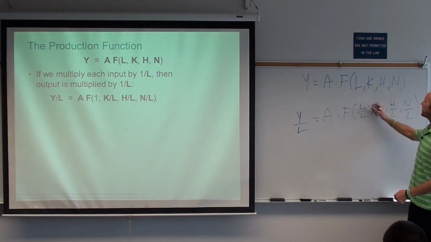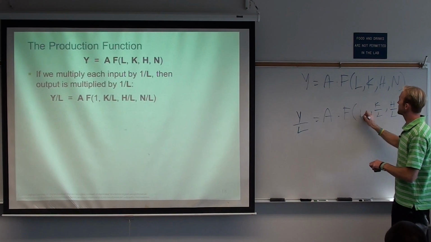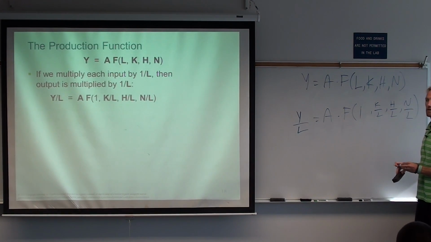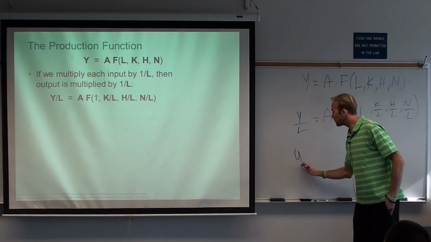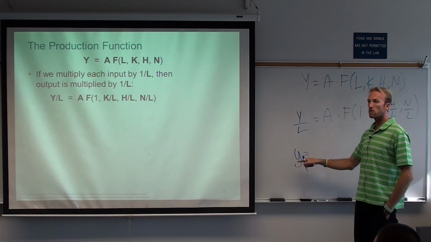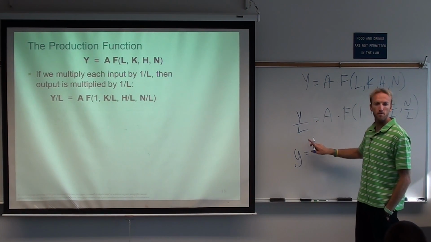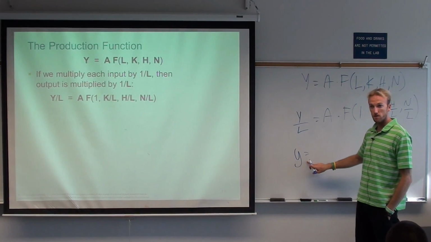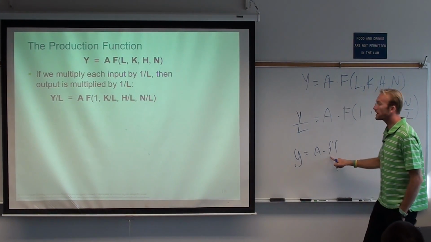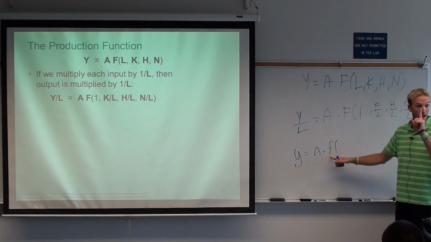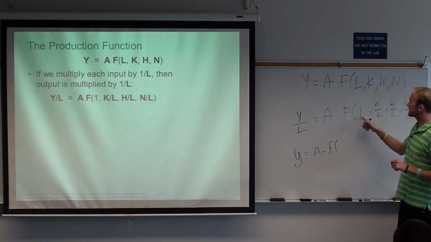I want to point out that L over L becomes what? 1. So I go ahead and replace that with a 1. Sometimes this is written as little y. I've got the little curvy thing going on to show you it's a lowercase y, which means big Y divided by the number of people is the amount of production that each person makes. Equals A times little f. Why little f? Because this is just the amount of production that one person makes now, right? Little f of this is 1.